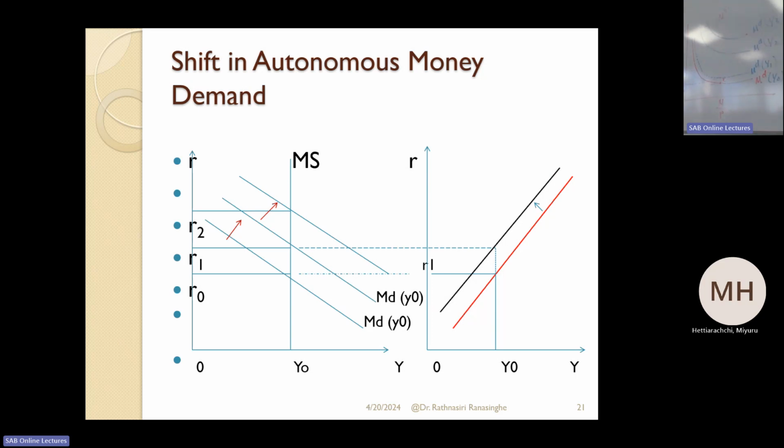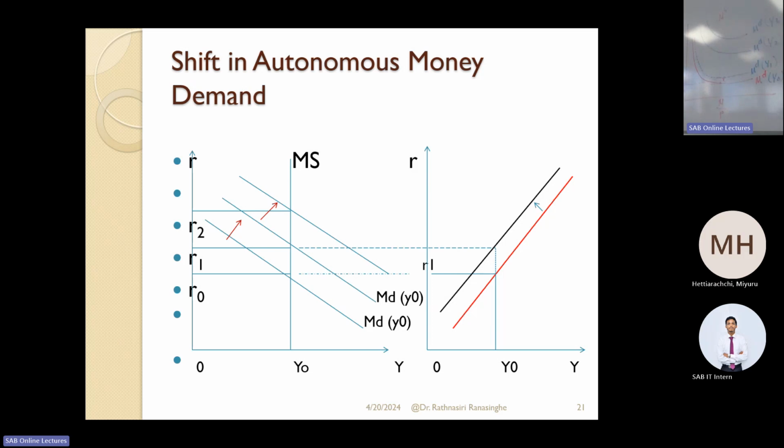So if there is a rise in the autonomous money demand, or a shift in the autonomous money demand function, the LM curve shifts to the left. If there is a decline in the autonomous money demand, the LM curve shifts to the right. So those are the shifting factors, mainly the money supply and the autonomous money demand.